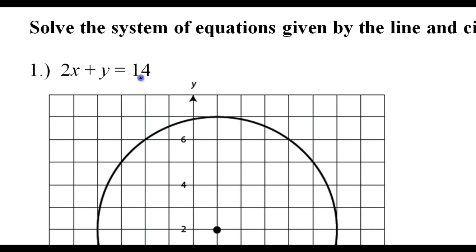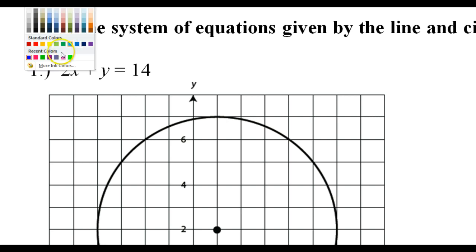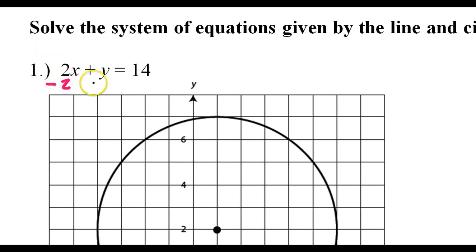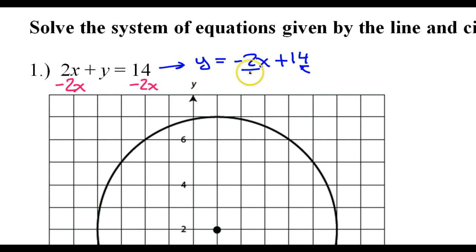So I like to rewrite these equations in slope-intercept form, y equals mx plus b. To do that, I'm going to subtract 2x from both sides. And so that's going to give me y equals negative 2x plus 14. Now normally I would say, okay, the y-intercept is 14, so I'd start at 14, then go down 2, right 1. But 14 is way off of this graph. So I'm going to need a different strategy.